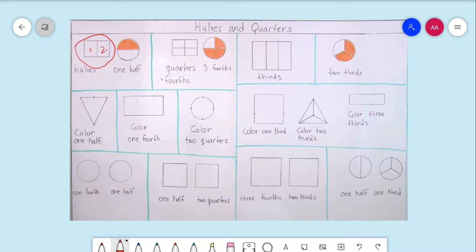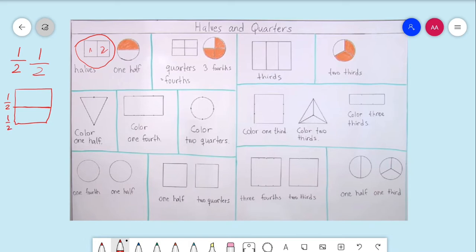Half is normally explained like this. So this is called half. This is 1. So anything divided by 2 makes the half. So if this is a square, if this is divided into 2, there are two halves. So this is one half and this is another half.